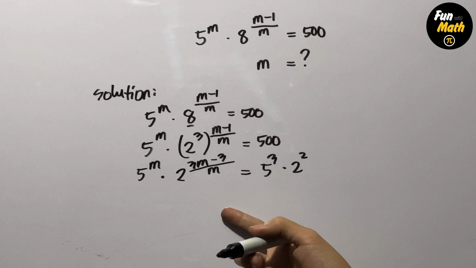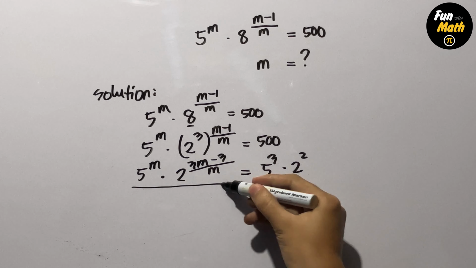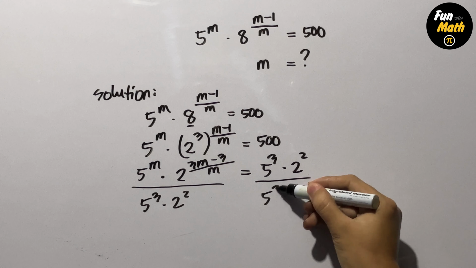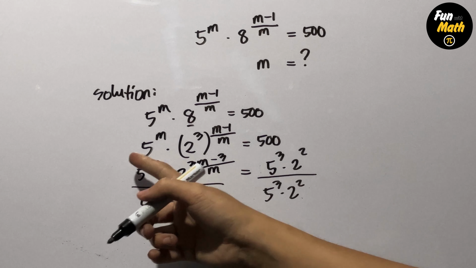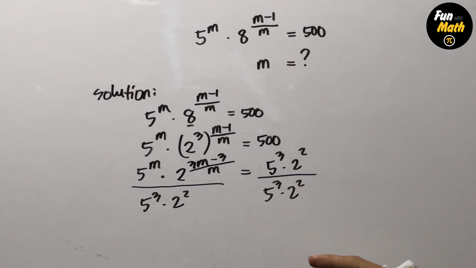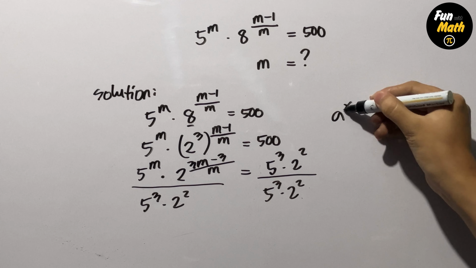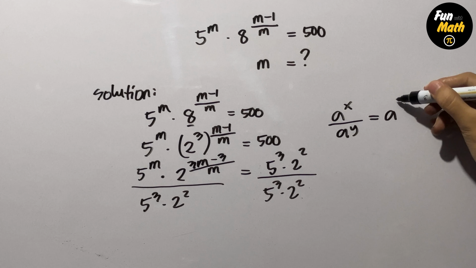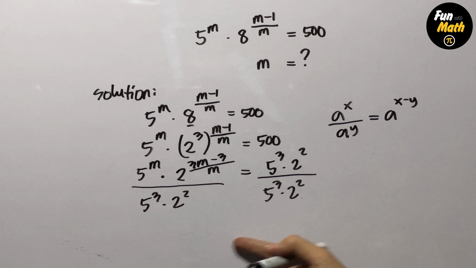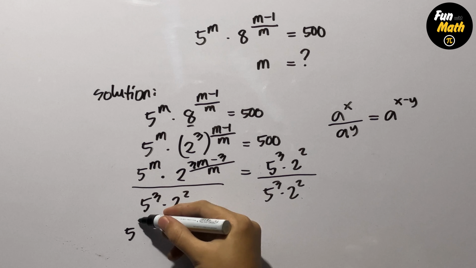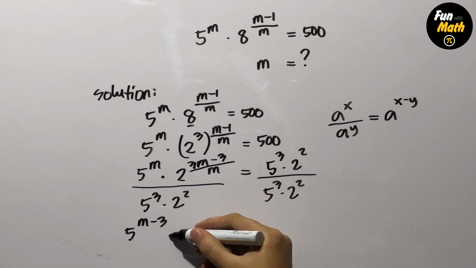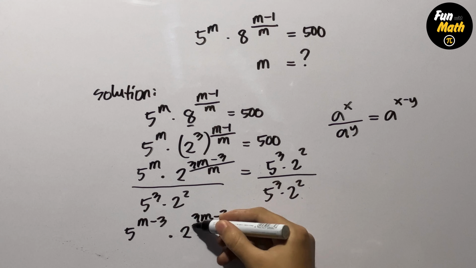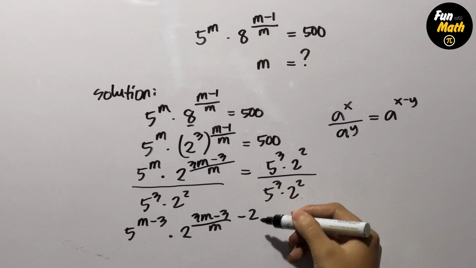Next, we can divide both sides by 5 cubed times 2 squared. For this, let's apply the rule of a power: a to the power of x over a to the power of y is also equal to a to the power of x minus y. So this is now 5 to the power of m minus 3 times 2 to the power of 3m minus 3 over m minus 2.